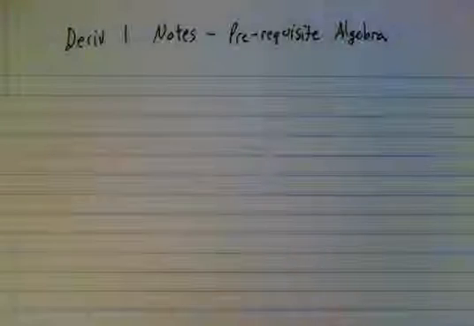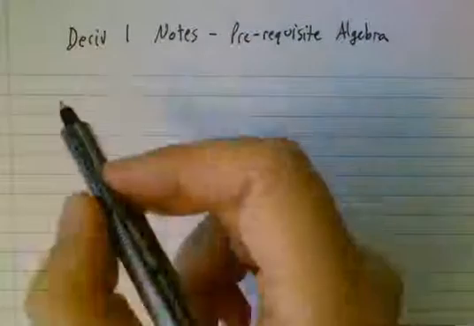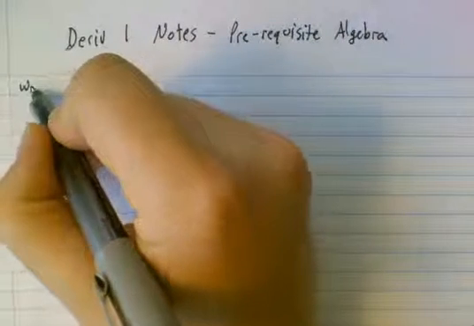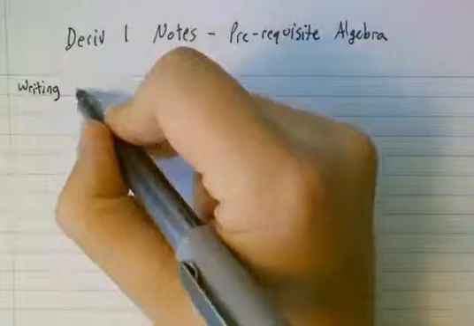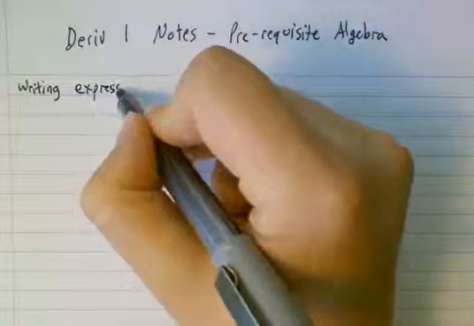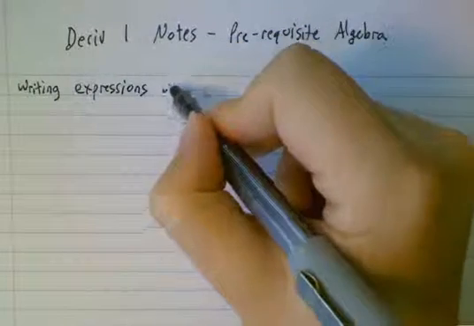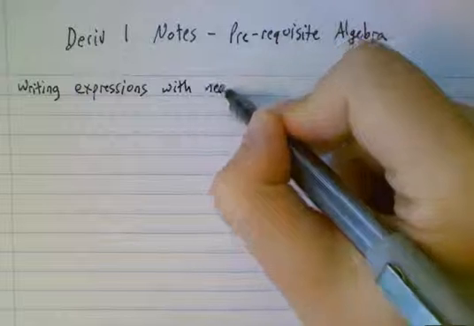The first thing that we're going to review is simply writing expressions with negative exponents.